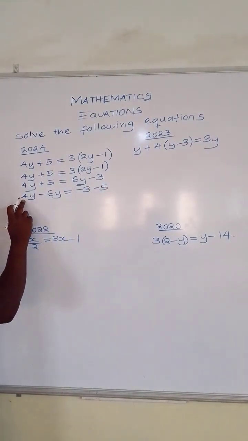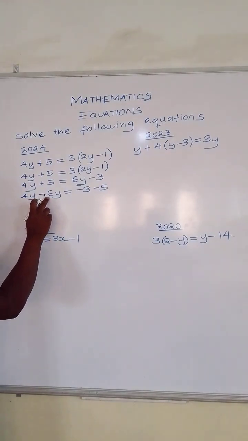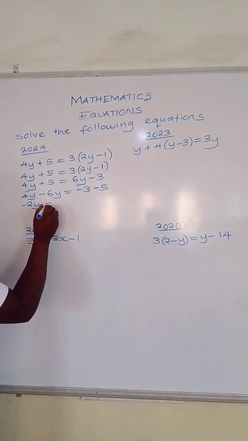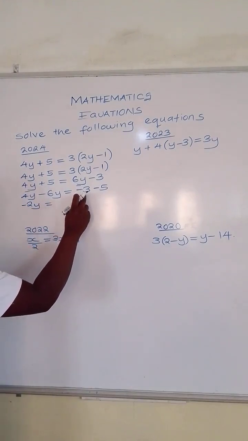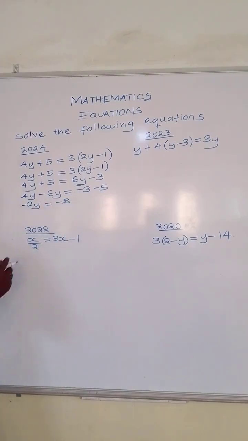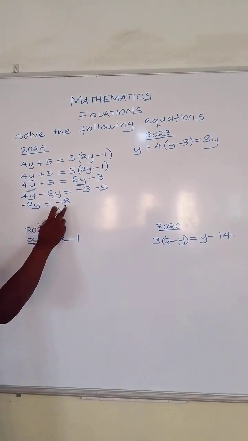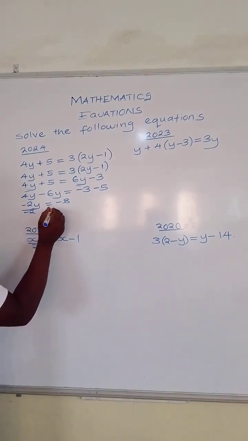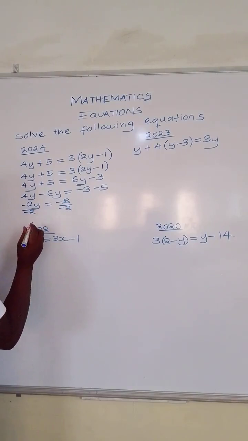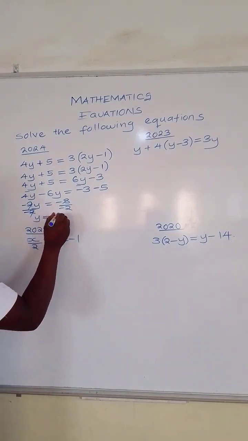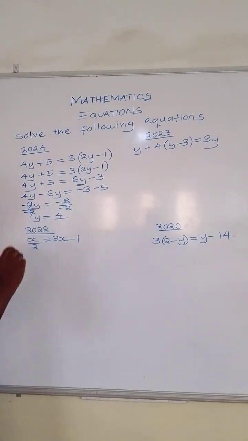So 4y minus 6y, you're going to get negative 2y is equal to negative 3 minus 5 gets negative 8. Then for us to remain with y, we're going to divide both sides by the coefficient of y, which is negative 2. So you say over negative 2 over negative 2. So these are going to go, we're going to remain with y is equal to negative into negative is positive, 2 into 8, you obtain what? 4.